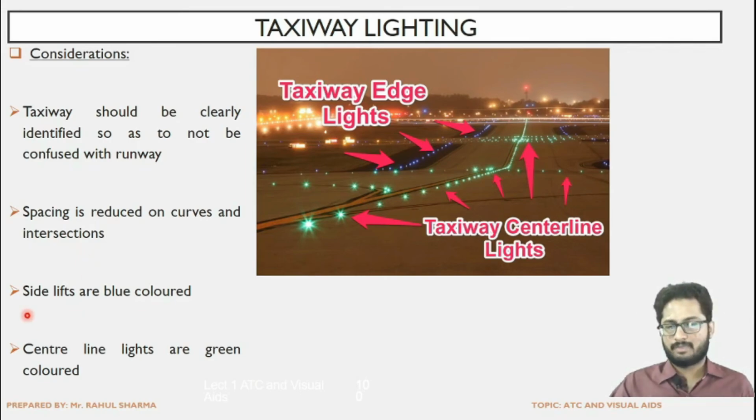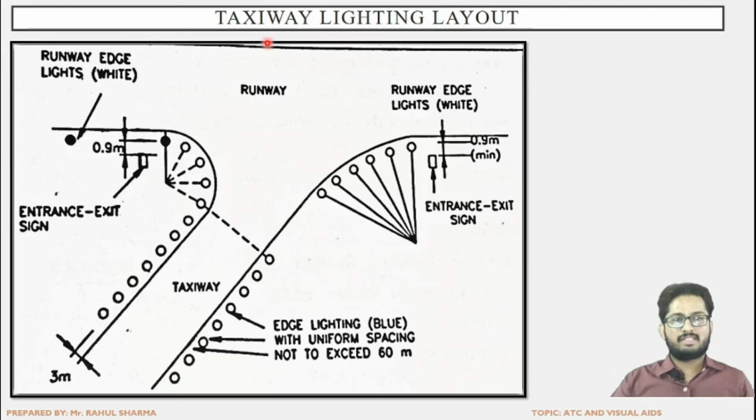Side lights are blue colored, that is, as we can see here, the taxiway edge lights are of blue color, and the center line are of green color. So the center line lighting are of green color and the edges are of the blue colored light. This is the view for the taxiway lighting layout.